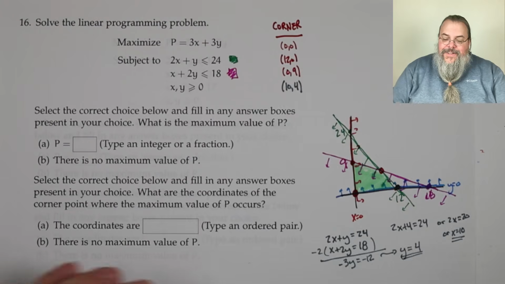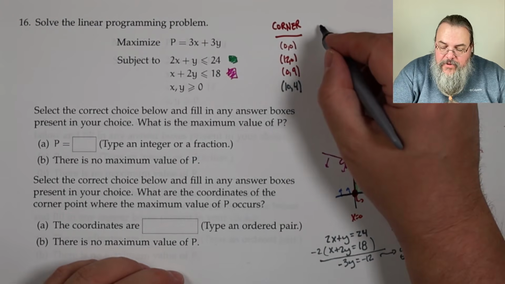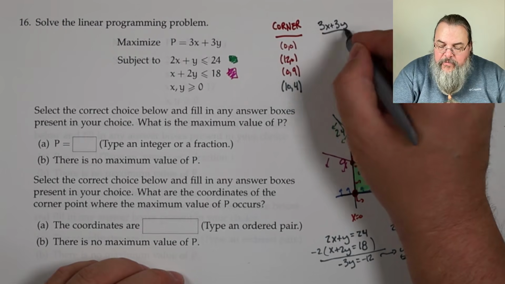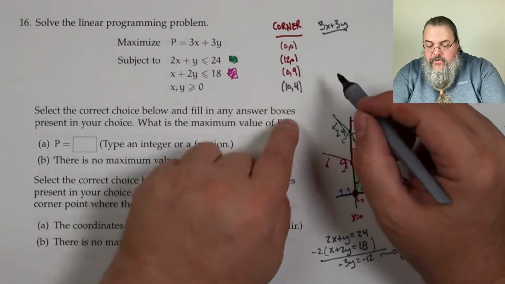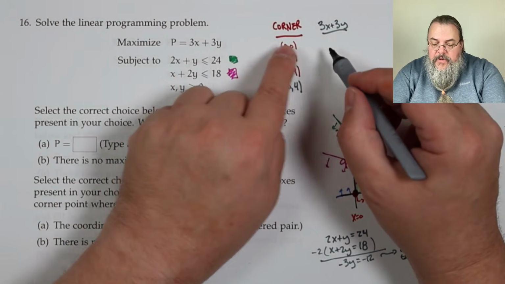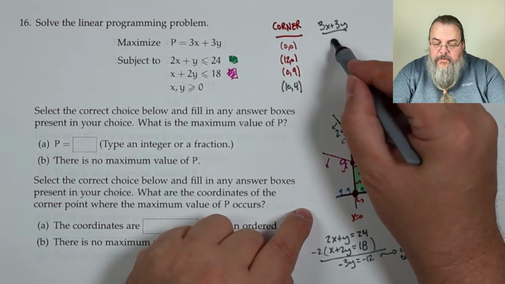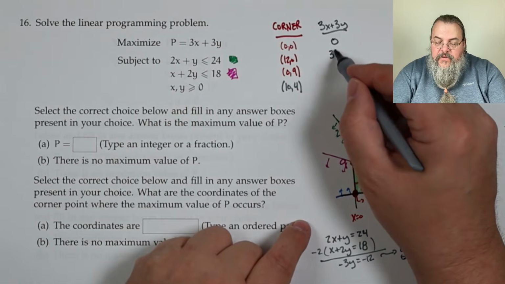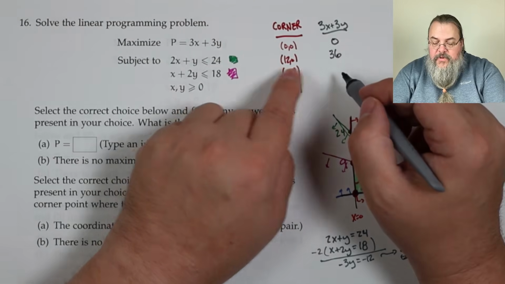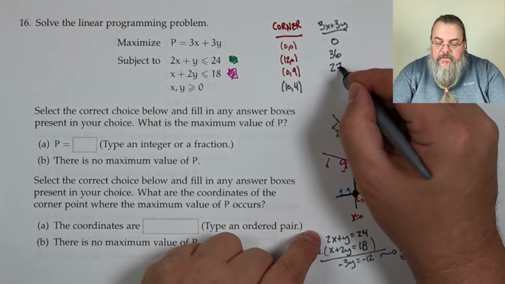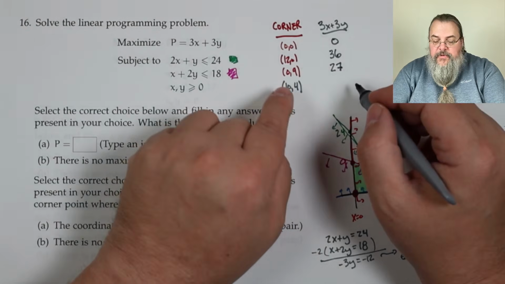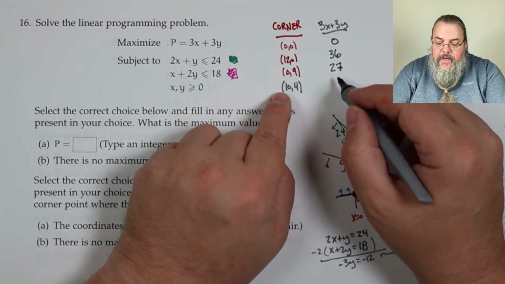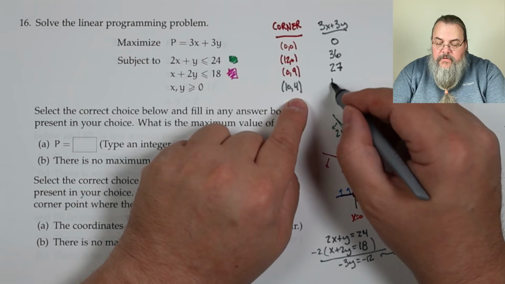Good. Now what we do is we compute this 3x plus 3y. So these are x, y's. 3 times 0 plus 3 times 0 is 0. 3 times 12 plus 3 times 0, 36. 3 times 0 plus 3 times 9, 27. 3 times 10, 30. 3 times 4, 12. And that makes 30 plus 12, 42.